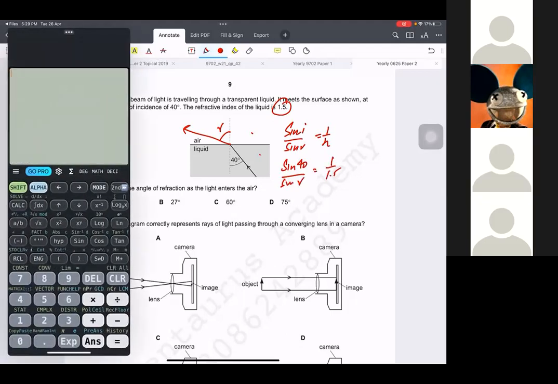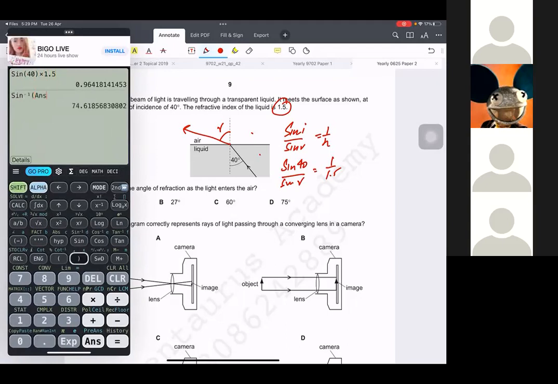So now what do you do? Sine of 40. Always make sure your calculator is in degree mode, not radian mode. Divided by 1.5. Shift, sine, answer: 75.